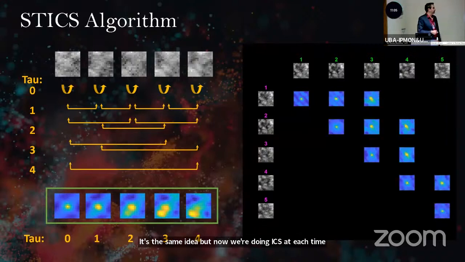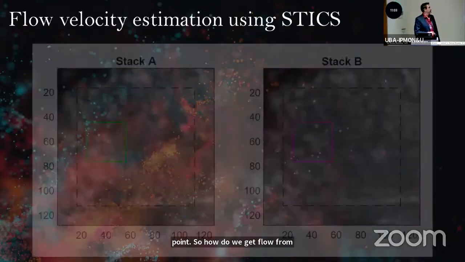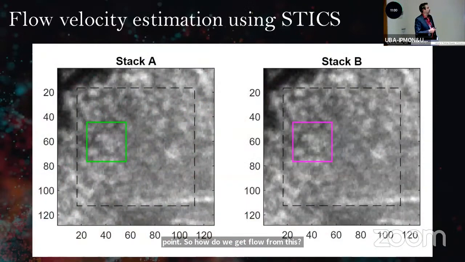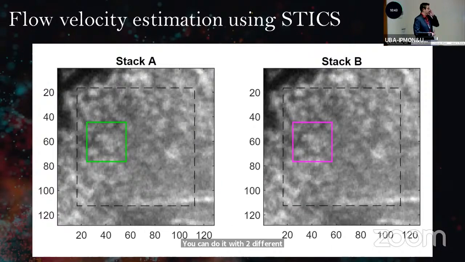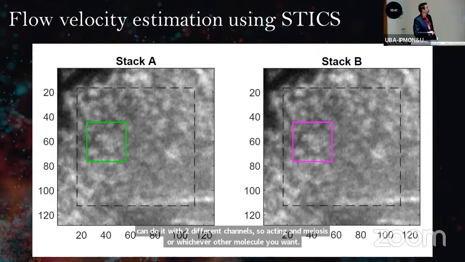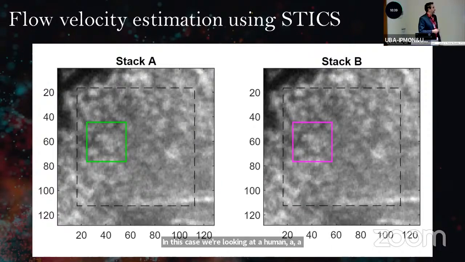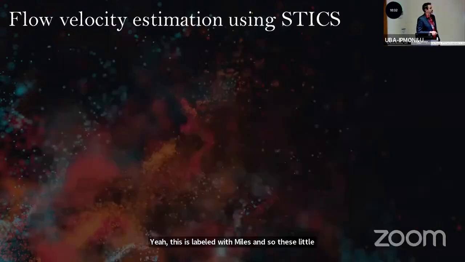So how do we get flow from this? The trick is that, let's say, in this case, we have 2 stacks, A and B. This is just to show you that this is exactly the same image. What I'm doing is making it very explicit that this is a particular case of the 2 correlation function. You can do it with 2 different channels, so actin and myosin, or whichever other molecule you want. In this case, we're looking at a human umbilical cell, labeled with myosin. So these little dots are bundles of myosin that are moving as a function of time.